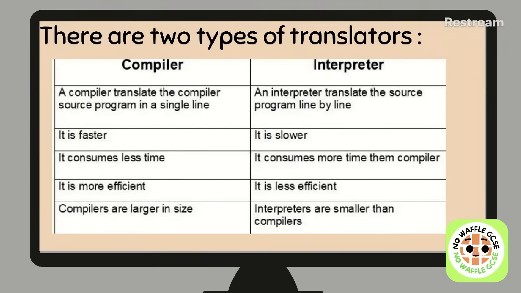With interpreters, an interpreter translates the source program line by line. As the name suggests, compilers compile the entire program right at the very end, whereas interpreters do it line by line. It's slower, it consumes much more time, it's less efficient, and they are a little bit smaller, however, which is a benefit.